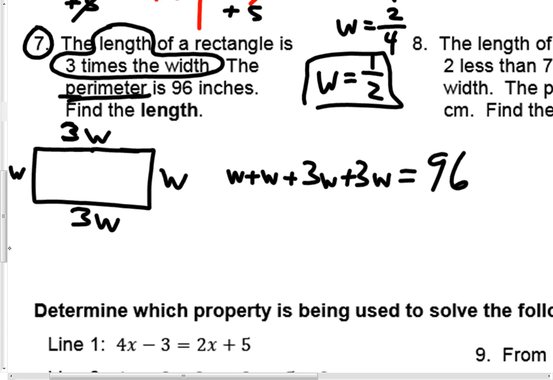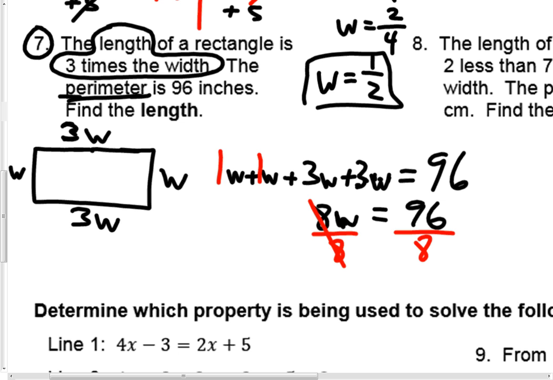This is why you learn algebra, not so somebody can hand you an equation. It's so that you can make your own equation and figure out a missing solution. How many W's do I have on the left-hand side? Oh, 8, yeah. 8W equals 96. What's in front of these W's? 1. Put a 1 there if that helps you. 1W, 1W, 3W, 3W. How do you get rid of that 8? Divide by 8. Both sides. W is 12.